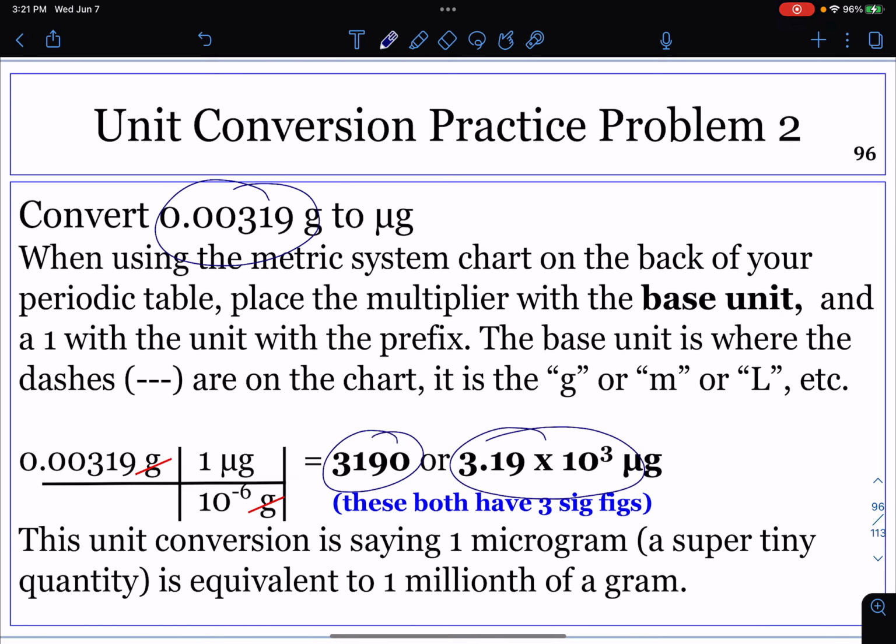This and this, both the way they are written here, are actually appropriate ways of writing it because they both have 3 significant figures. You wouldn't have to put this in scientific notation. 3190 is perfectly acceptable on a test or a quiz. And that's because there aren't very many zeros that either of us would have to count.